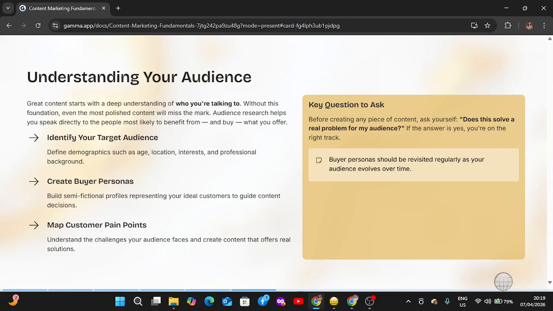So once you address the challenges your audience face, then you create content that provides real solutions. That means what solution is your product or your service rendering? So the big question you need to ask now is, does this product or service I'm promoting solve a real problem for my audience? If it solves a real problem for your audience, then you're on the right track. So that's the question you need to be asking yourself when you're creating content. That, okay, this thing I'm putting out there, is it something that people need? Is it something that solves their problem?